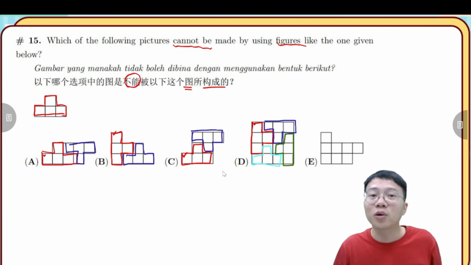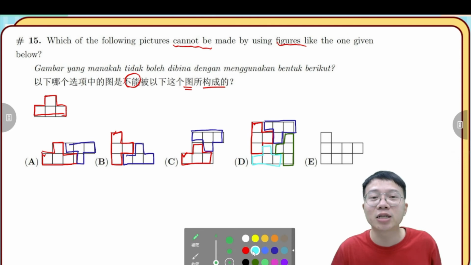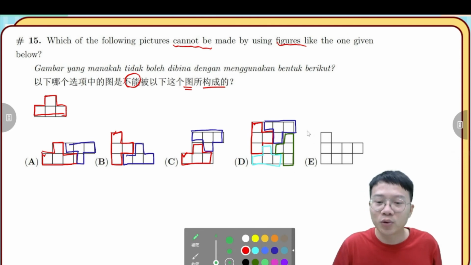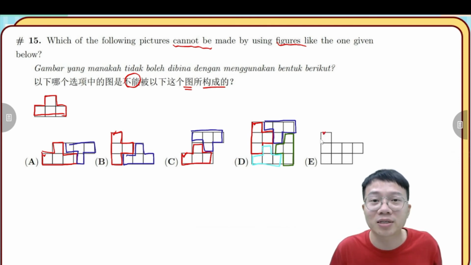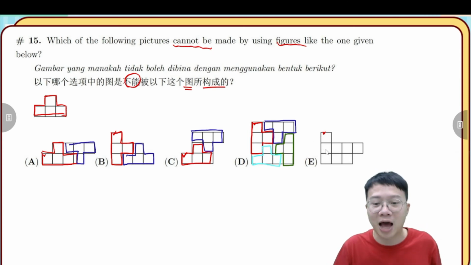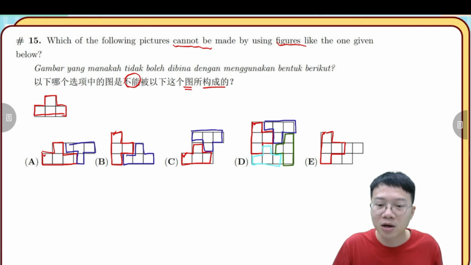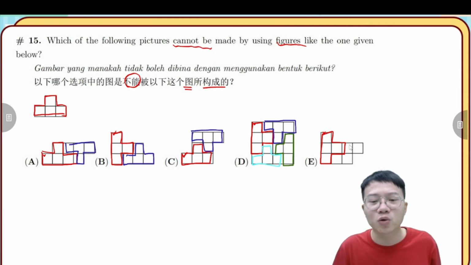Okay, so we can actually make picture 4, right? And let's take a look at the last one. The last one will also start with the one sticking out. 先把突出的那个给找出来. So here we have this one, right? Okay. What about the other one? Can we make the other one?